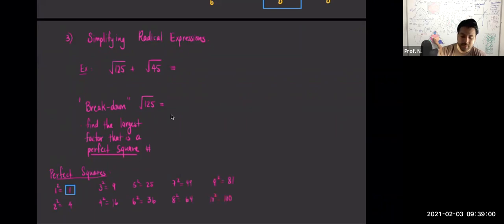So all of these numbers, it's not the 10 that's the perfect square. It's the number that you get from taking 10 and squaring it. 100 is a perfect square.